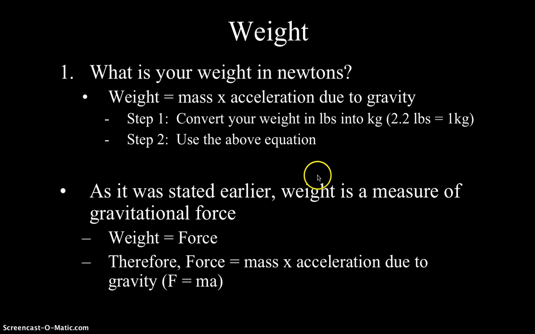And in case you don't know, you take your weight in pounds, okay? If you weigh 100 pounds, you take 100 pounds divided by 2.2 pounds per kilogram, which will give you your mass in kilograms. Take that mass, multiply that by acceleration due to gravity, 9.80 meters per second squared, and you'll get your weight.